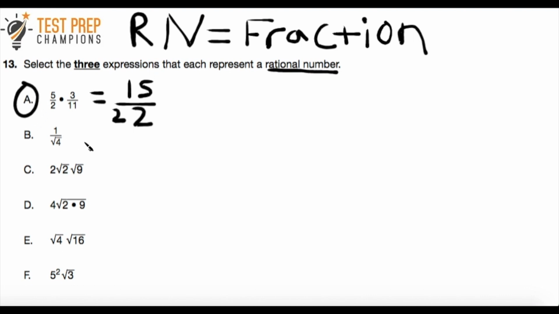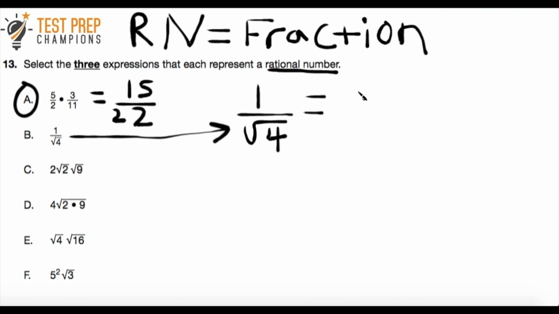Now, what about B? Hopefully you can tell from that list. I'm going to write this out here. From that list, remember that the square root of 4, I told you that that was 2. So 1 over 2 is a fraction because the square root of 4 equals 2. So B is also going to be a rational number.